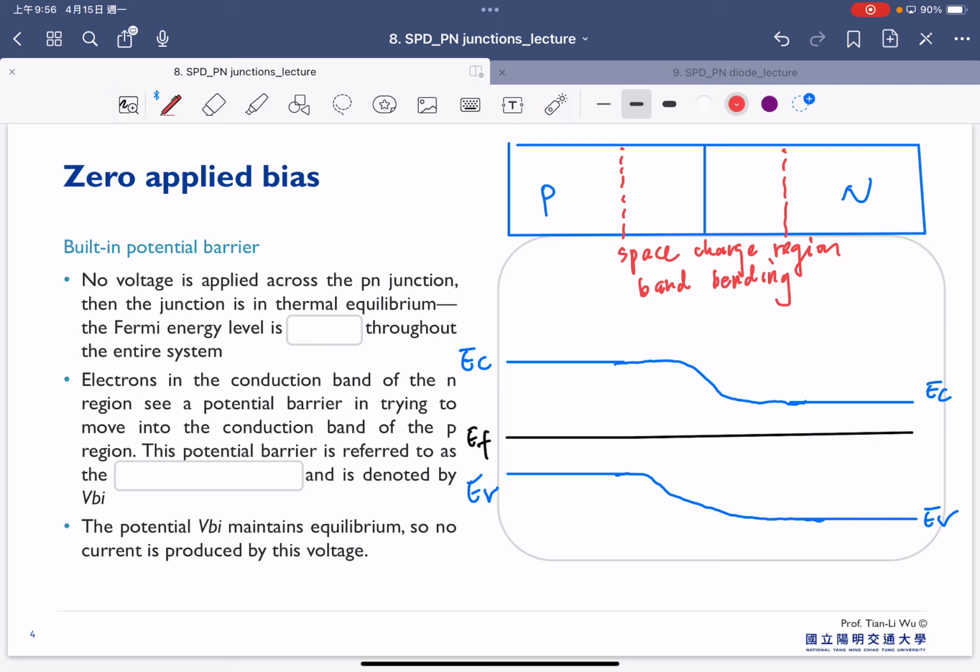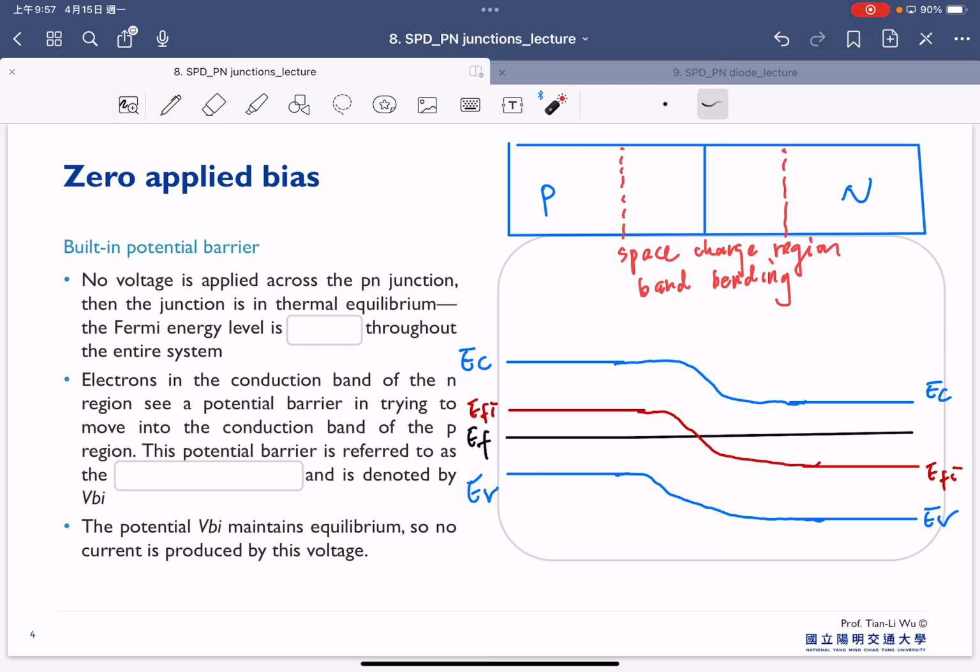And also, we can start to plot the intrinsic Fermi energy as well. The intrinsic Fermi energy will ideally be just in the middle of the EC and EV. So that will be here. So this will be the EFI. And of course, again, this is in the same system, so the Fermi energy should also be continuous in the whole system. That would also be continuous in the space charge region as well.